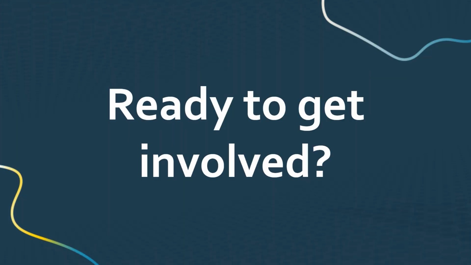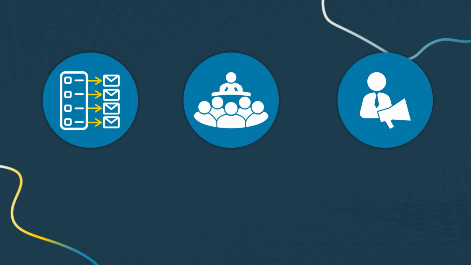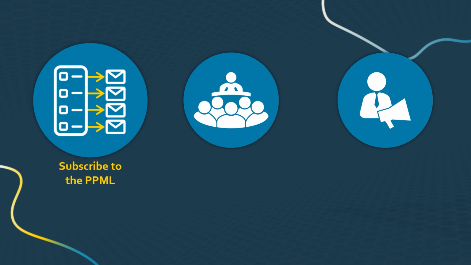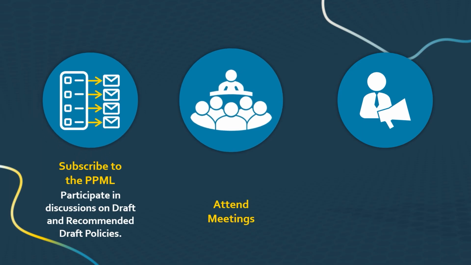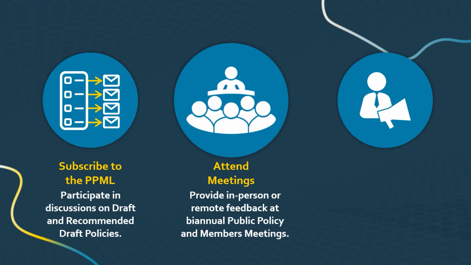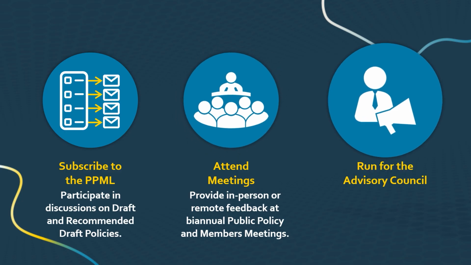Ready to get involved? Here are a few other ways you can get involved in developing Internet Number Resource Policy. Subscribe to the Public Policy Mailing List, PPML. Join in on the discussion of draft policies and recommended draft policies. Don't hesitate to share your support or concerns. Attend meetings. Provide in-person or remote feedback when draft policies and recommended draft policies are presented at our biannual public policy and members meetings. Run for the Advisory Council. Want to take a direct role in shepherding proposals? Consider running for election to the Advisory Council.